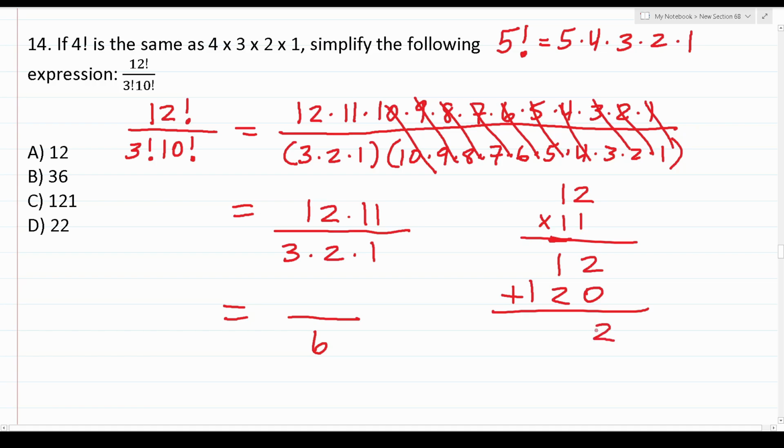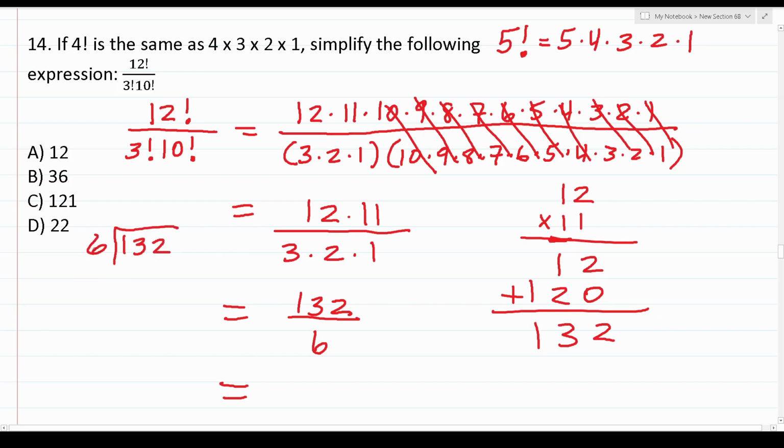2 plus 0 is 2. 1 plus 2 is 3. And 1 plus nothing is 1. So this becomes 132 over 6. And again, we can regard fractions as long division by reading them like this: 132 divided by 6.